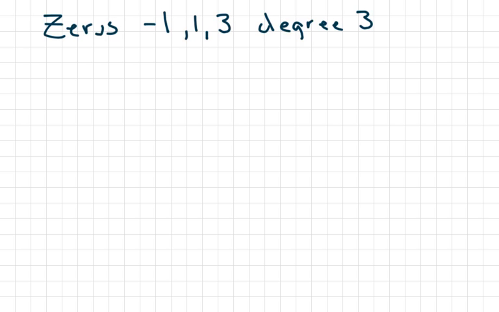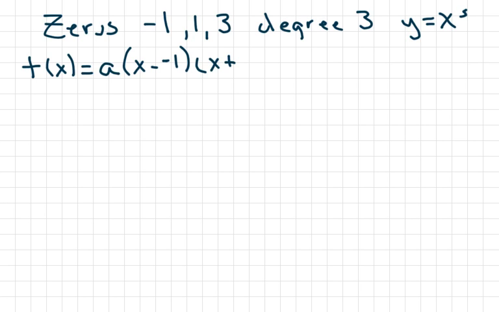They want you to form a polynomial with the zeros negative 1, 1, and 3. They say the degree is 3. So that means the power function is y equals x cubed. We're going to write it as f of x equals a, where a is the vertical stretch part. In this case, our a is going to equal 1. So we're going to have x plus 1 times x minus 1, sorry, let me erase this, times x minus 3. It's just like your quadratics.